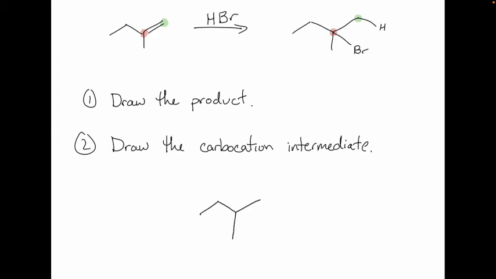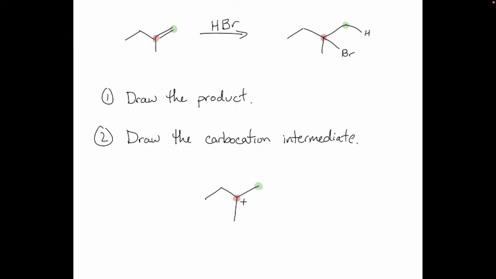All right, and is that going to put the positive charge on the red or the green carbon? Red, right? That was the whole logic as to why the bromine got added there, is because the tertiary carbocation is the more stable. So that would be the intermediate of that reaction, where the positive charge goes on the more highly substituted carbon. Okay.